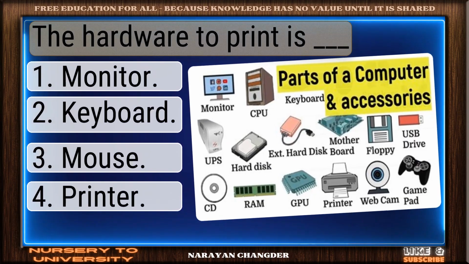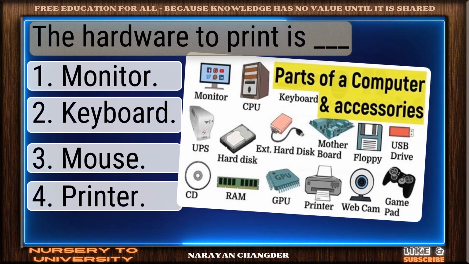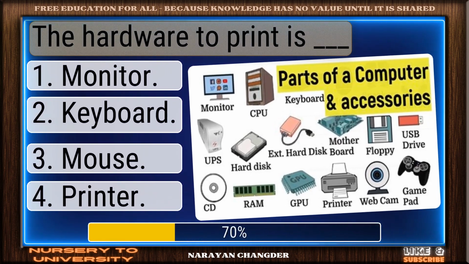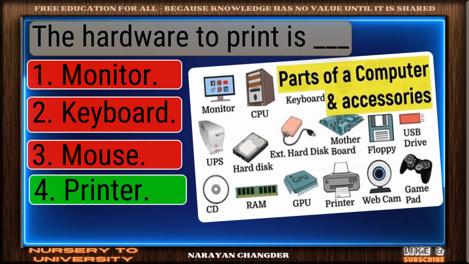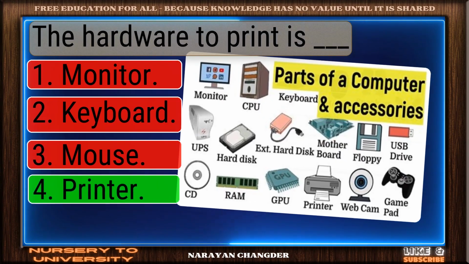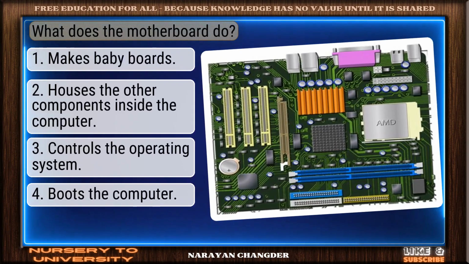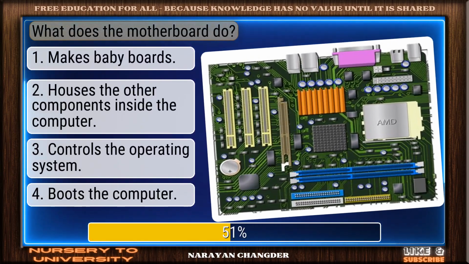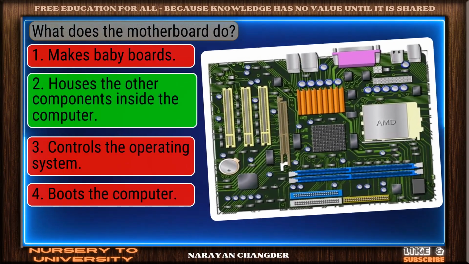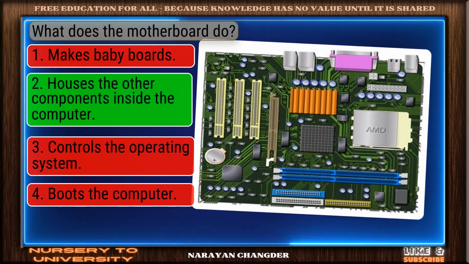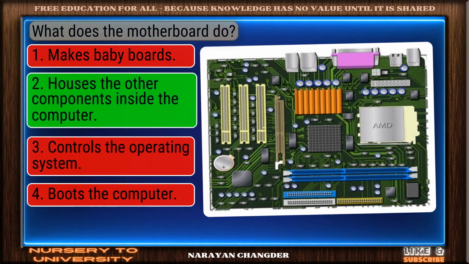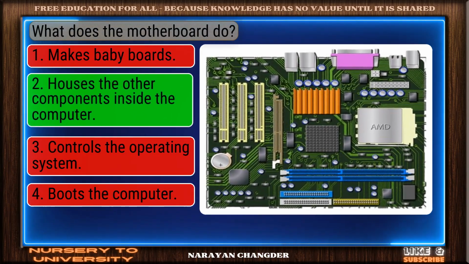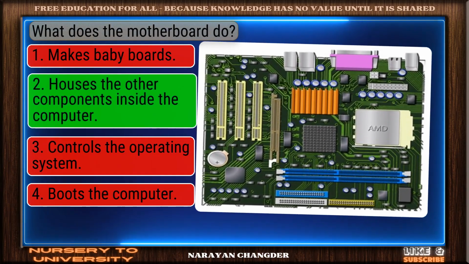Question number 51. The hardware to print is dash. Nice work. You chose printer and it is correct. Question number 52. What does the motherboard do? Clear logic. Your choice houses the other components inside the computer is sound and 100% true.